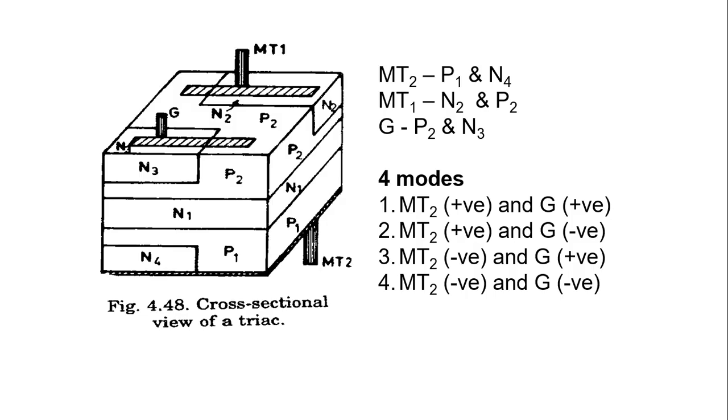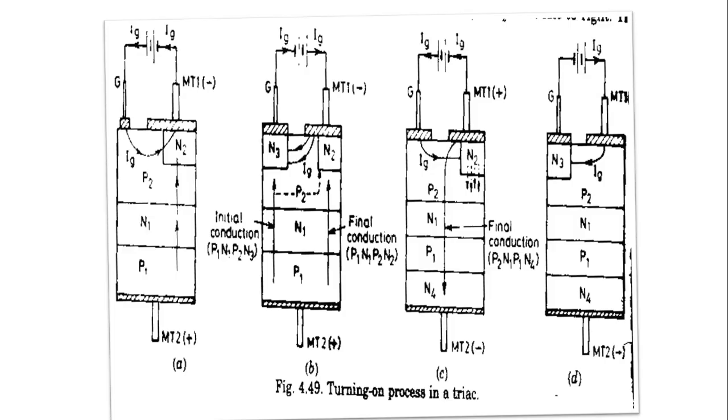Here we can have 4 modes of operation. MT1 is the reference terminal for the gate as well as MT2. For the first mode of operation, the MT2 is positive, and the gate will also be positive with respect to MT1. The second mode is MT2 positive and gate negative. The third one is MT2 negative and the gate positive. And the fourth one, both will be negative, MT2 as well as gate. So these are the 4 modes of operation.